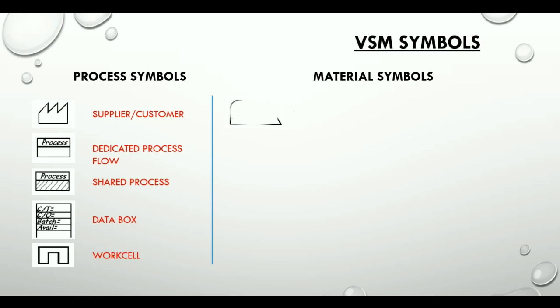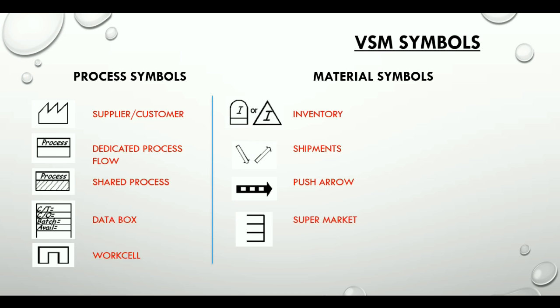The first one is an inventory icon, which shows inventory between two processes. Next one is a shipment icon representing movement of raw materials from one point to the other. Third one is a push arrow icon, which represents the pushing of material from one process to the next process. Fourth one is a supermarket icon. Supermarket, so an inventory supermarket. It is also known as a Kanban stock point. The next one is a material pull icon, where supermarkets connect to downstream processes with this pull icon.